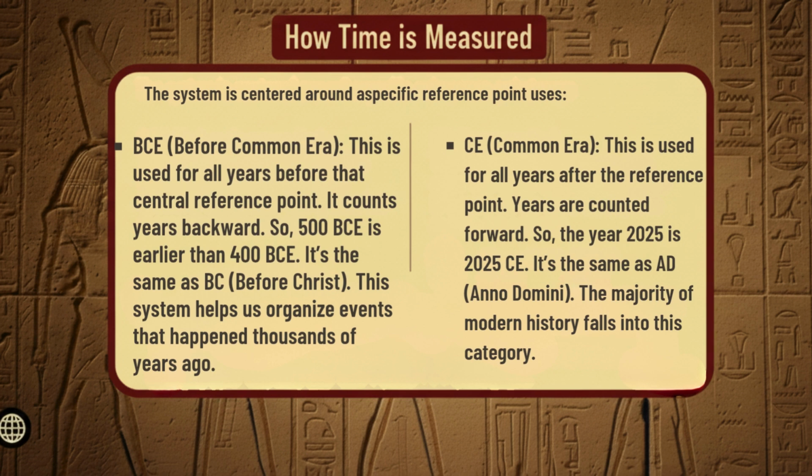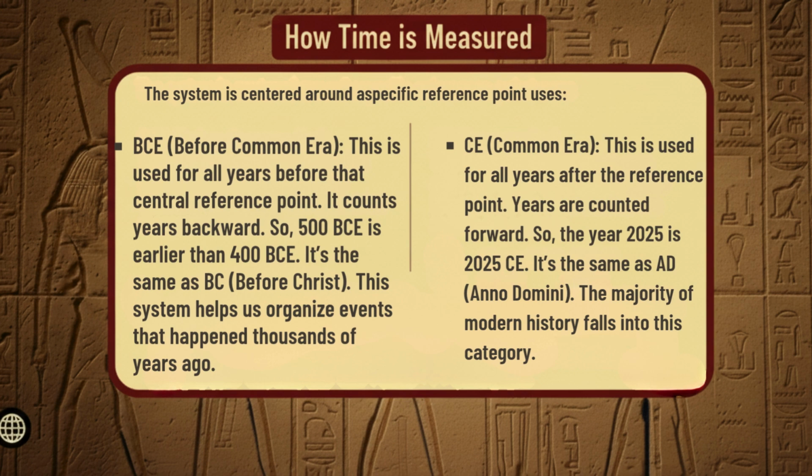Before Common Era, this is used for all years before that central reference point. It counts years backward. So, 500 BCE is earlier than 400 BCE. It's the same as BC, before Christ. This system helps us organize events that happened thousands of years ago. CE, Common Era. This is used for all years after the reference point. Years are counted forward. So, the year 2025 is 2025 CE. It's the same as Anno Domini. The majority of modern history falls into this category.